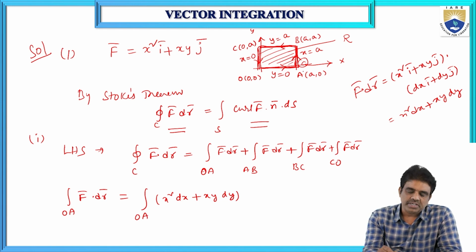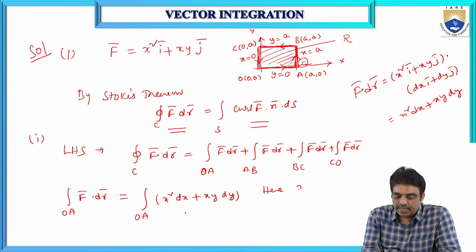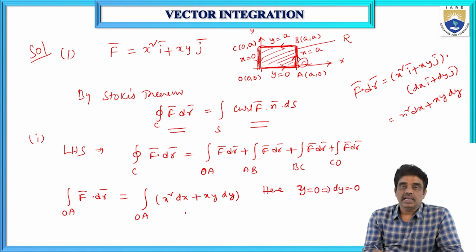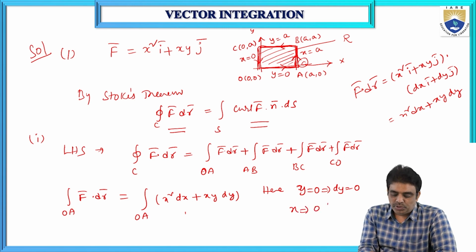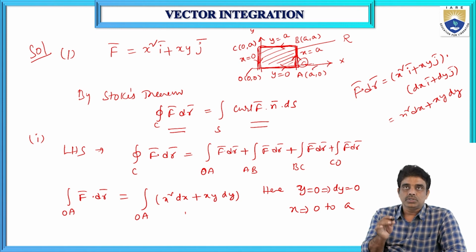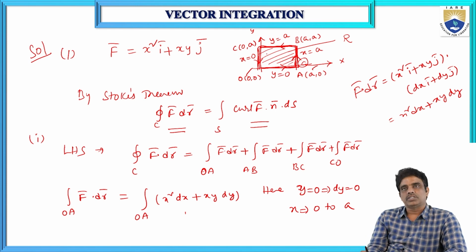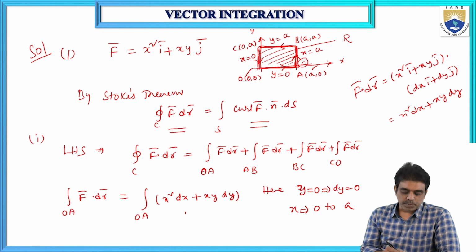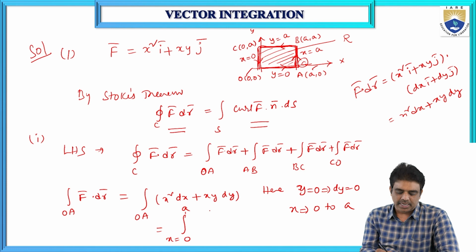So what is the equation of OA? Here, the OA equation is y is equal to 0. That means dy is 0. Along OA, the equation is y equals 0, dy equals 0, but x is varying from 0 to a. x is a variable. It varies from 0 to a. If you do it along one direction, along OA, you can solve along AB, along BC, along CO in a similar way. So I'll explain. Along OA, x is a variable, and it varies from 0 to a.